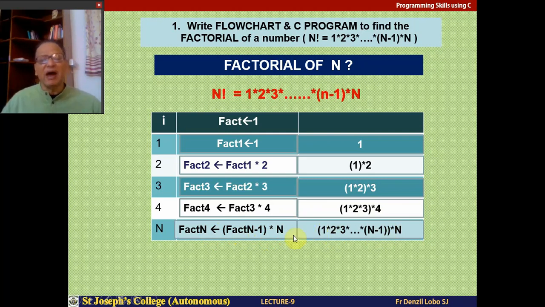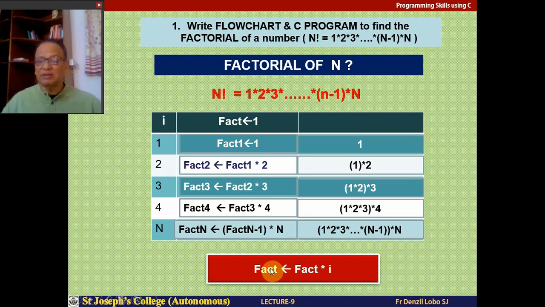So this is the algorithm through which I'm going to find the factorial of a given number, maybe 5, maybe 10, where n is the number. So this becomes my general formula to find the factorial of a number. Fact is equal to earlier factorial into i. So fact is equal to earlier factorial into the next number. So fact 3 is equal to earlier factorial into 3, etc. This becomes the general formula which you are going to use.